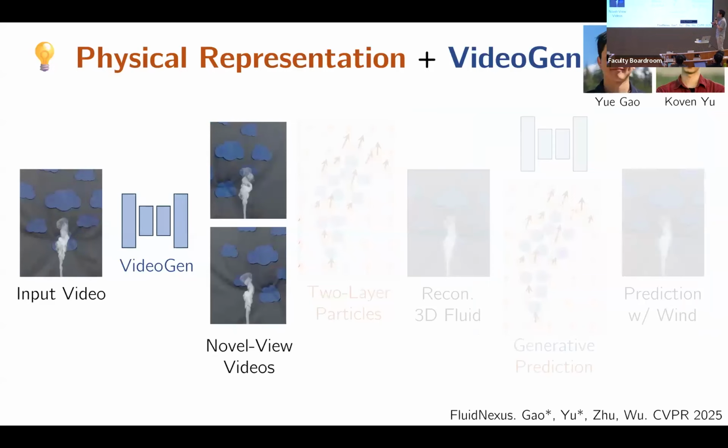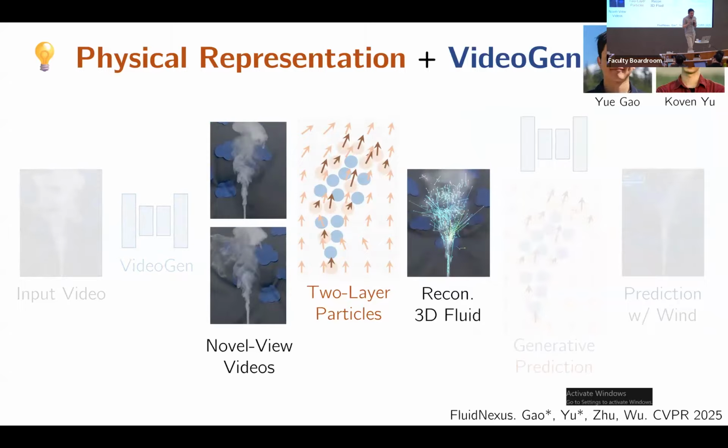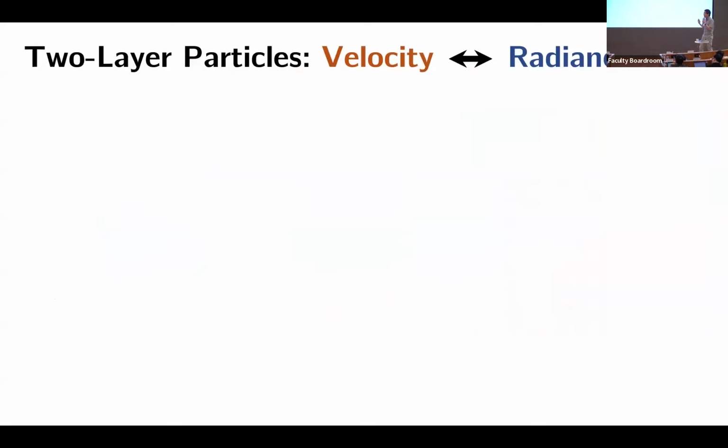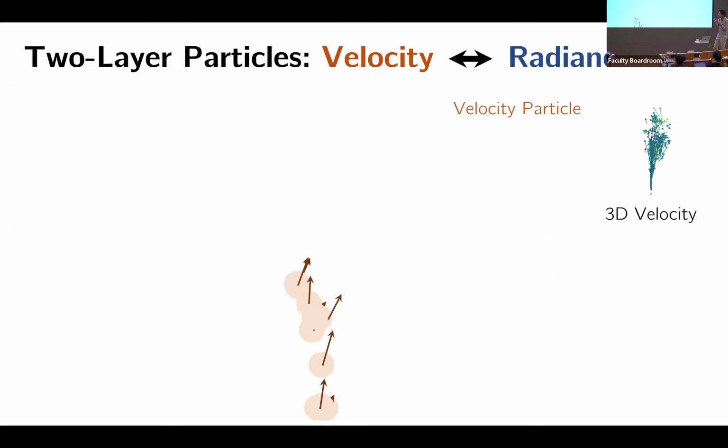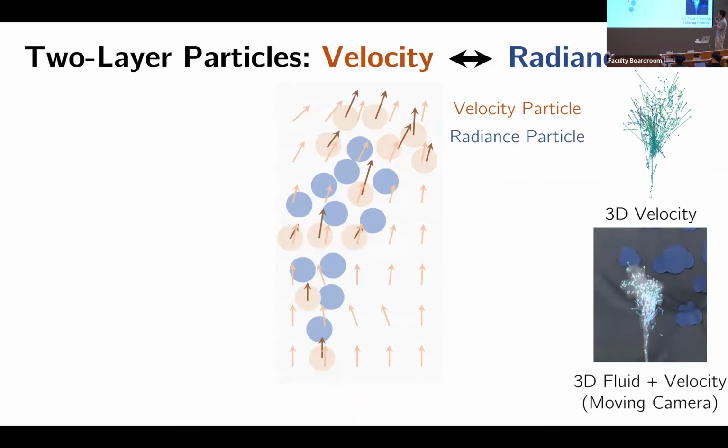In the second stage, once you have the reconstructed, more or less consistent multi-view videos, we want to think about how you can reconstruct the 3D fluid fields. So we have a representation that has 2 layers of particles. One is for physics, the velocity field. One is for appearance, the radiance fields. So you can see we have 2 layers of particles. We have velocity particles, and we have appearance particles.